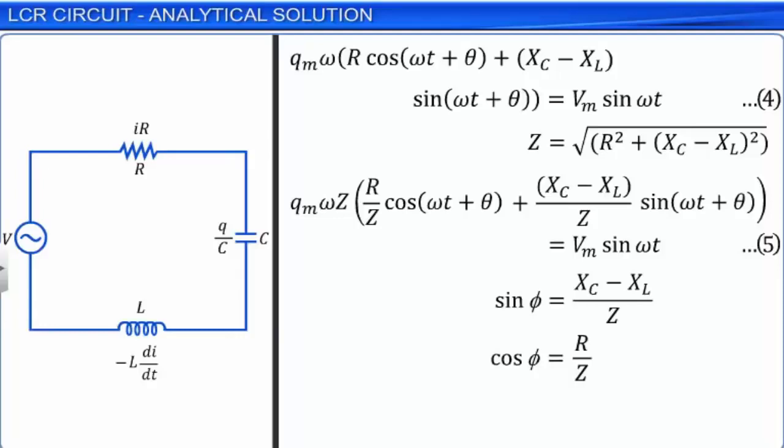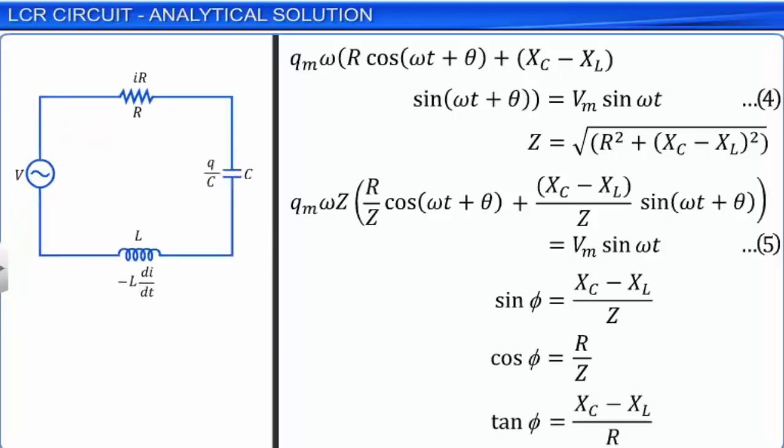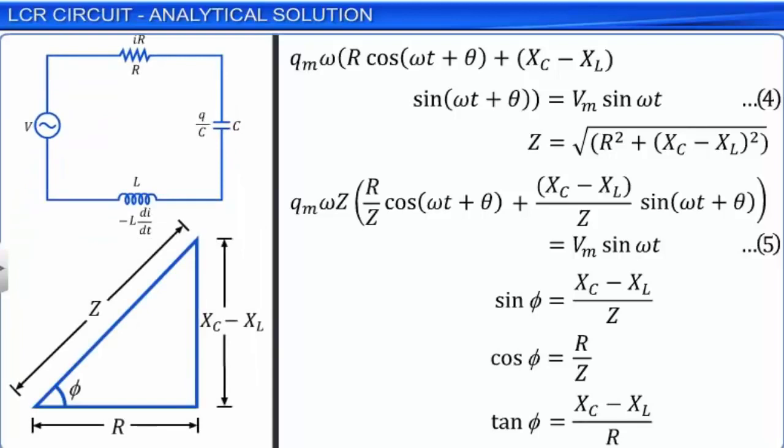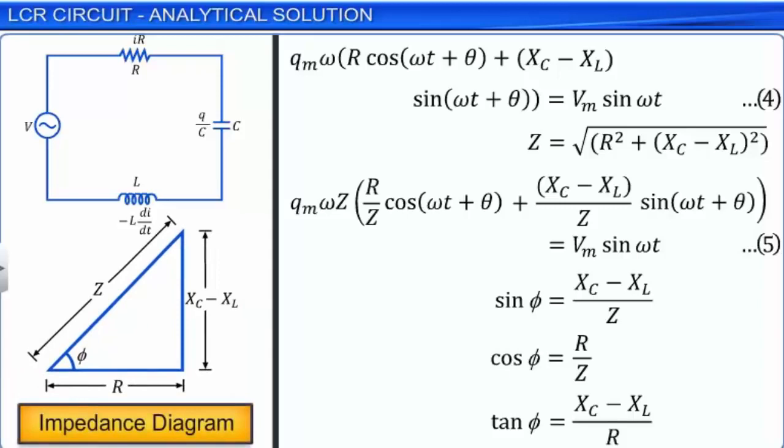Now, sin phi by cos phi will be equal to tan phi, which will be equal to (Xc minus XL) by R. If the relations between Z, R, and Xc minus XL are represented through a diagram, they form a right-angled triangle as shown. This is called the impedance diagram. From the impedance diagram also, we observe that tan phi is equal to (Xc minus XL) by R. Hence, we get the same relation for phi as was obtained through the phasor approach that we learned earlier.